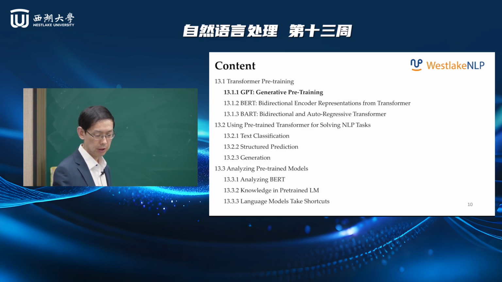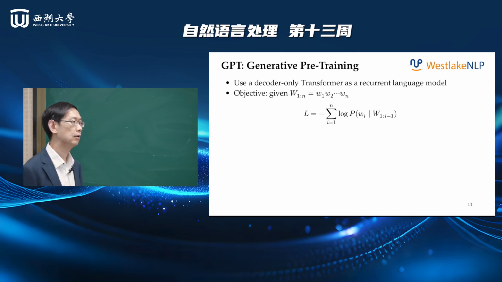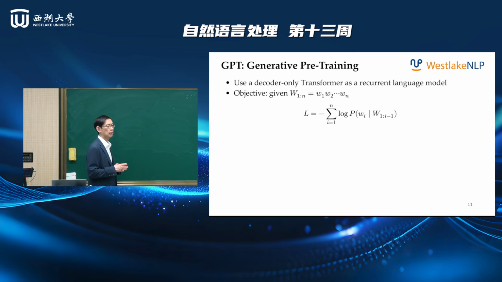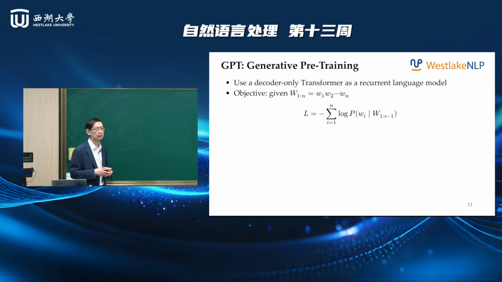The first is called GPT. The full term is generative pre-training. You can also understand it as generative pre-trained transformer. This is a model proposed by OpenAI. It's a decoder-only transformer architecture. So the modeling target is still a recurrent LM: you predict a word based on its sentential history context, as shown here.